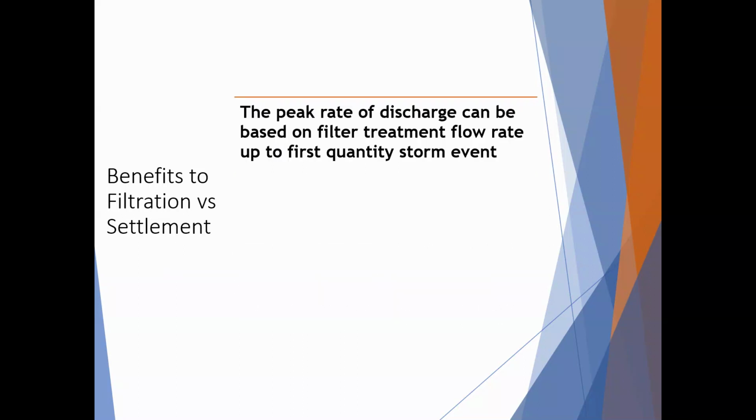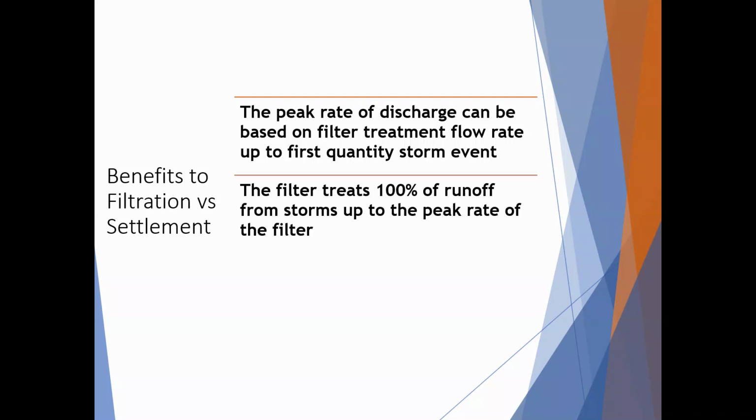So what are the benefits of filtration versus settlement? First off, the peak rate of discharge from the pond can be based on the filter treatment flow rate up to whatever that first quantity storm event is. Typically that's like a 2-year storm in most areas. Some areas may have a smaller storm event that they look at for scour control or erosivity or velocity kinds of things. But in most parts of the country, what we see is that the 2-year storm event is our first quantity storm.